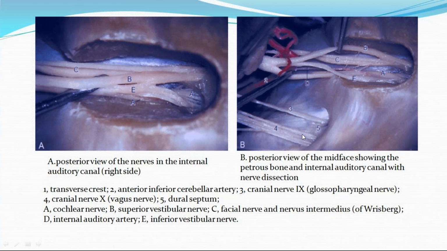And D here is the internal auditory artery. The internal auditory artery also is one of the contents of the internal auditory canal. So along with the nerves, we have the internal auditory artery.